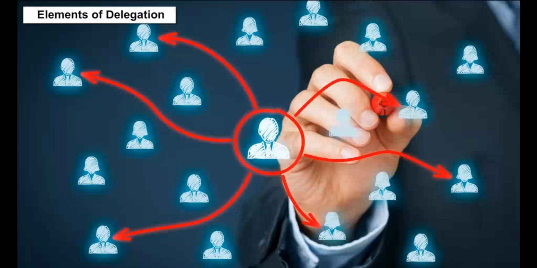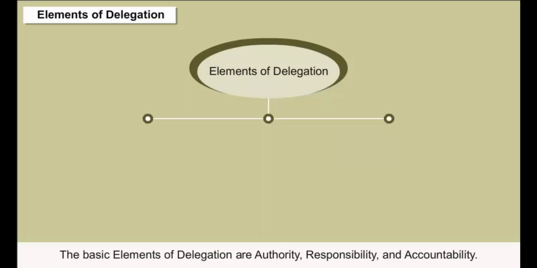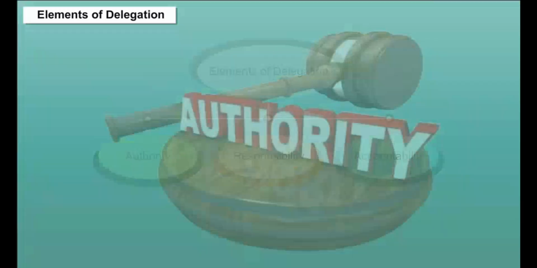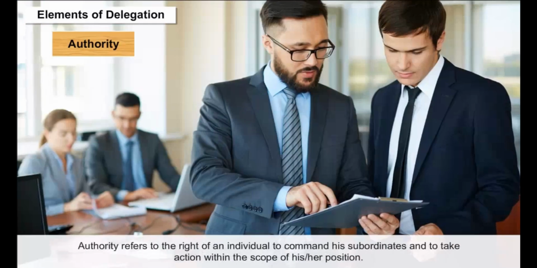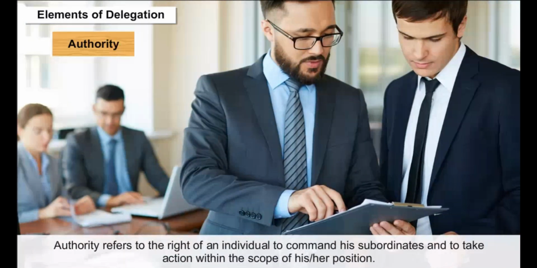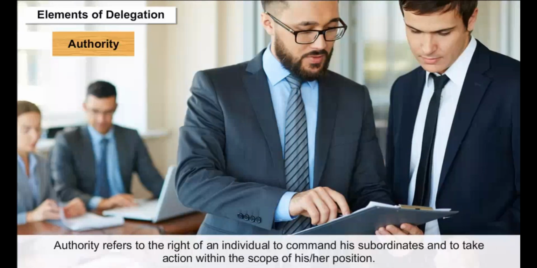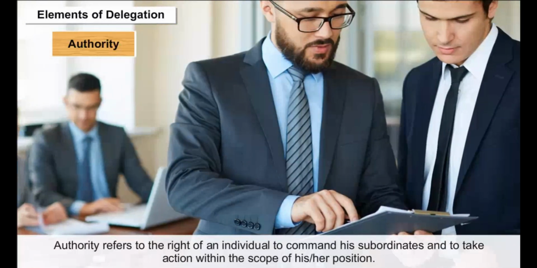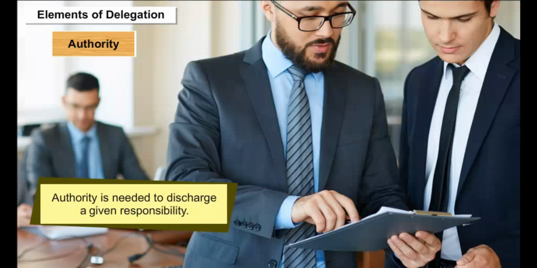Elements of delegation. The basic elements of delegation are authority, responsibility, and accountability. Authority. Authority refers to the right of an individual to command his subordinates and to take action within the scope of his or her position. Authority is needed to discharge a given responsibility.